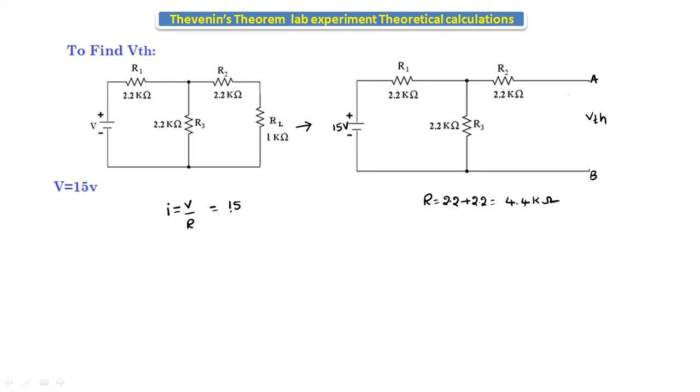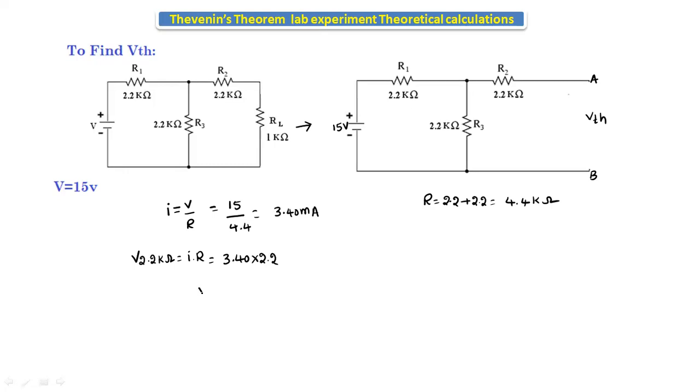Now, if we take the R value as 4.4, 15 divided by 4.4, we will get 3.40 milliamps. Now I am finding the voltage across the 2.2 kilo ohms. The formula is I into R. As the 2.2 kilo ohm and 2.2 kilo ohm are connected in series, the current is the same.